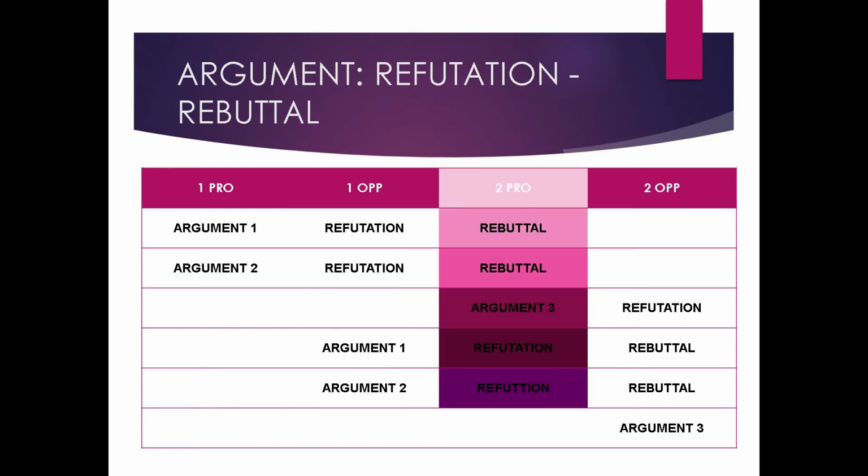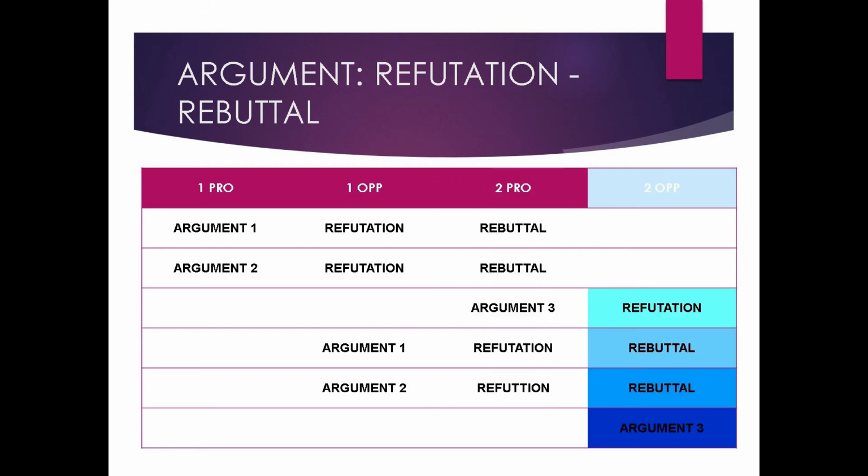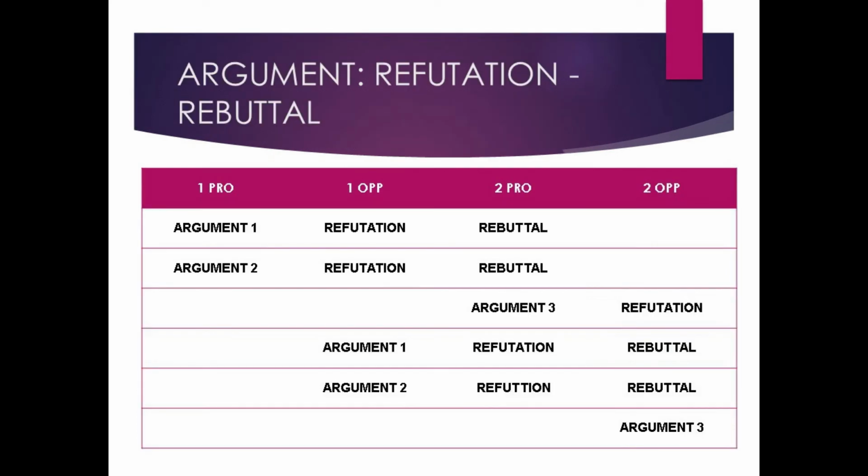Now, the second pro speaker has the hardest job. They have to give 2 rebuttals, their new argument, and then 2 refutations. The second opposing speaker now has to give 1 refutation, 2 rebuttals, and their third argument. Of course, this flowchart is just one of the possibilities of the formal structure of a debate, but it is much easier to start debating once you know the rules and the logical structures, isn't it?